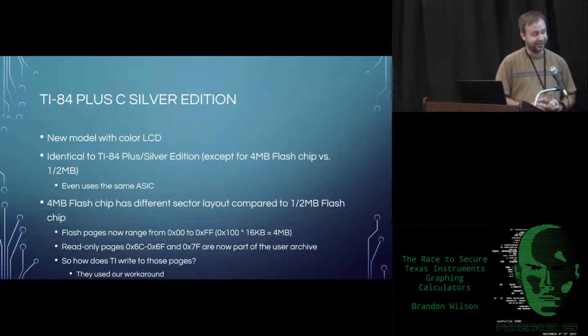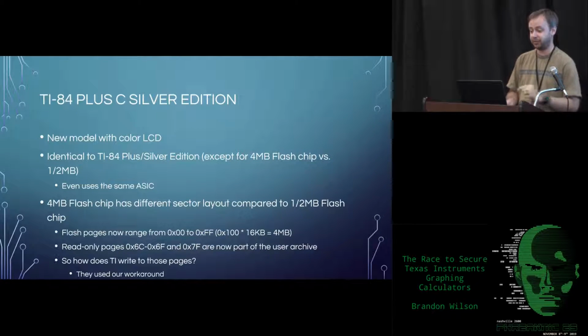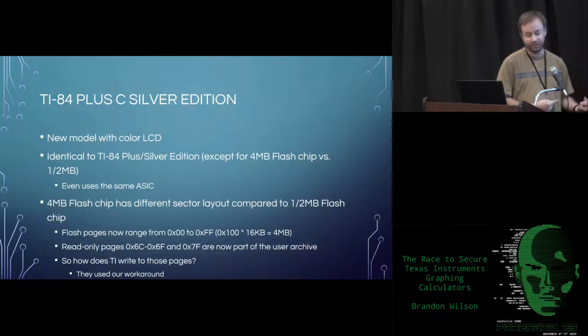Now here's the really fun part. Shortly after, TI came out with their first and only Z80 calculator to have a color LCD. Not only did it have a color LCD, but it had a 4 megabyte flash chip instead of a 2 megabyte flash chip, and they called it the TI-84 Plus C Silver Edition, C for color. That's the only difference between that and the older models.